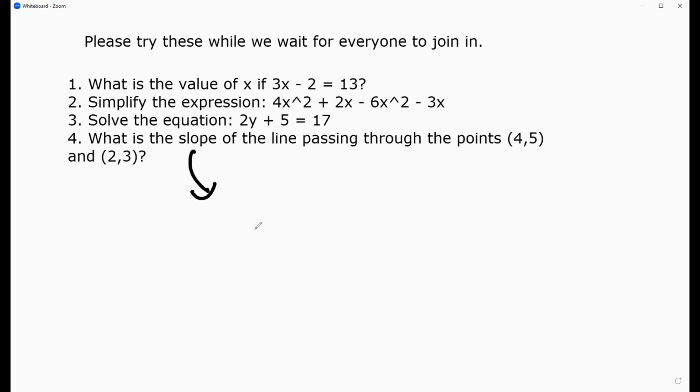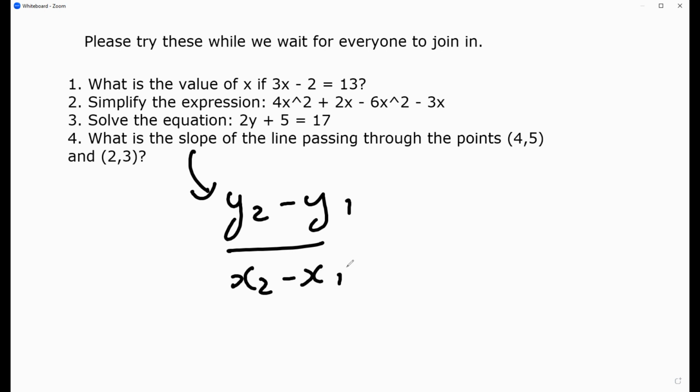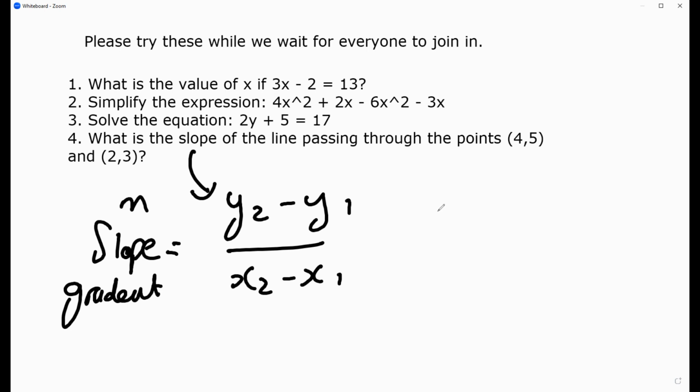Whenever you calculate a slope, we use the formula y2 minus y1 over x2 minus x1. That's what a slope is equal to. Another word for a slope is a gradient, or m value, because it's in y equals mx plus c.